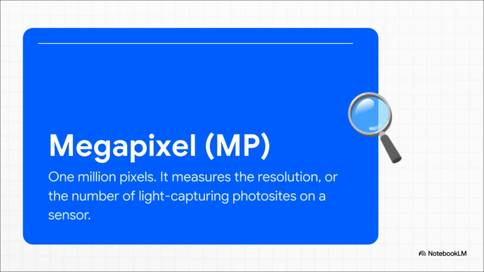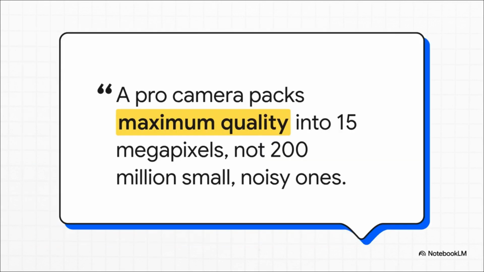It tells you the resolution, how big the final picture can be, but it tells you almost nothing about the quality of the light that each one of those little pixels actually captured. And this quote nails it. Pixel quality is so much more important than pixel quantity. Think about it. If you cram 200 million tiny pixels onto an already tiny sensor, each one is going to capture less light and create more noise. You just end up with a really high-resolution photo of noisy garbage.